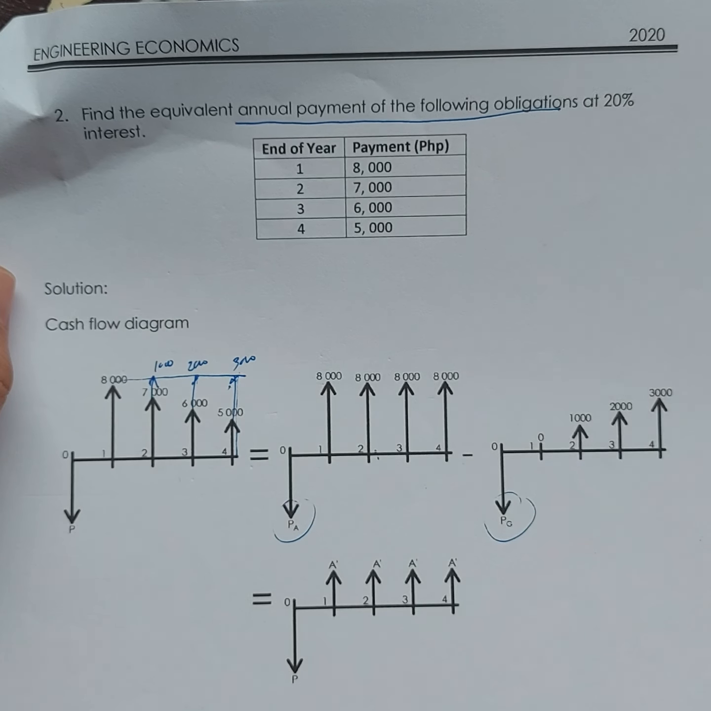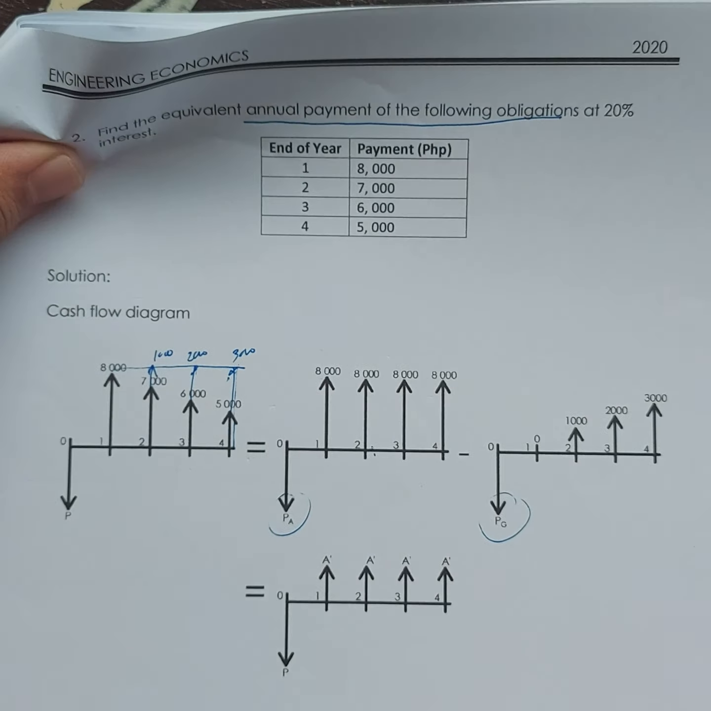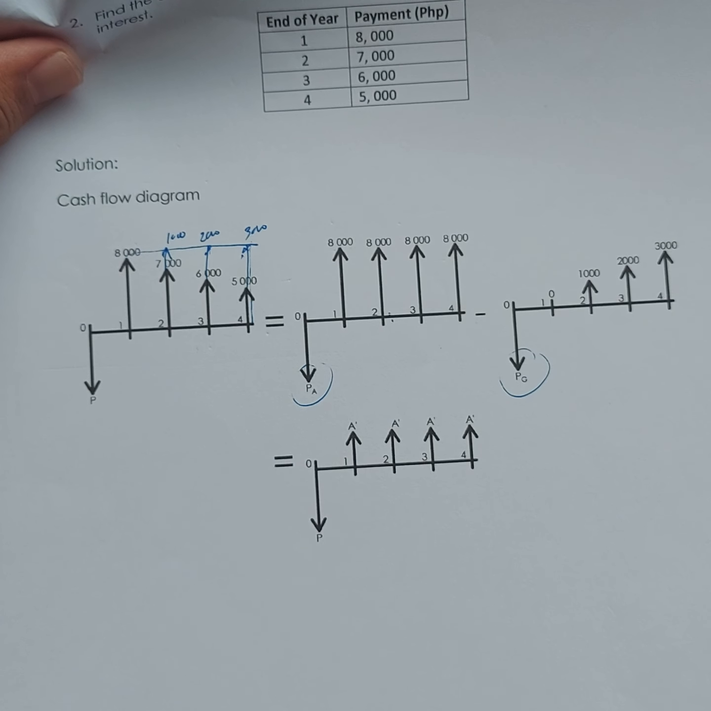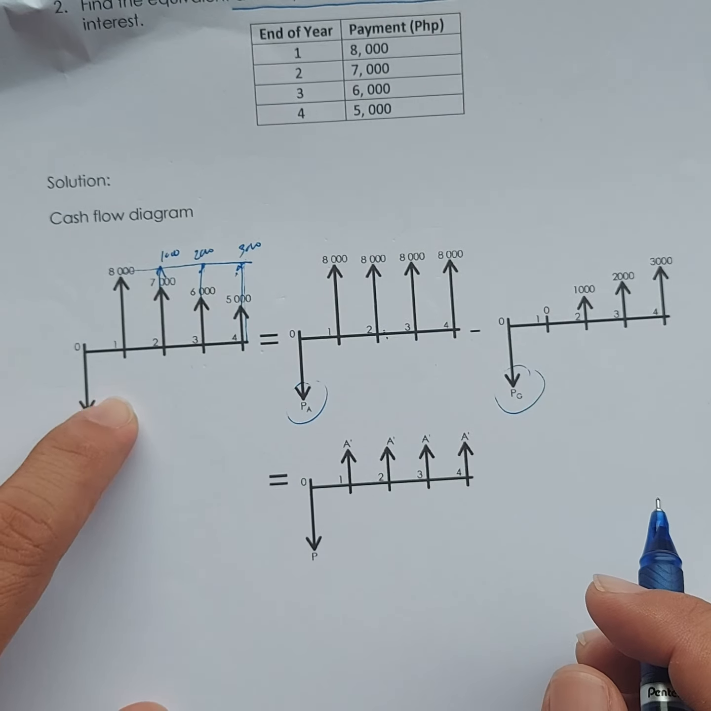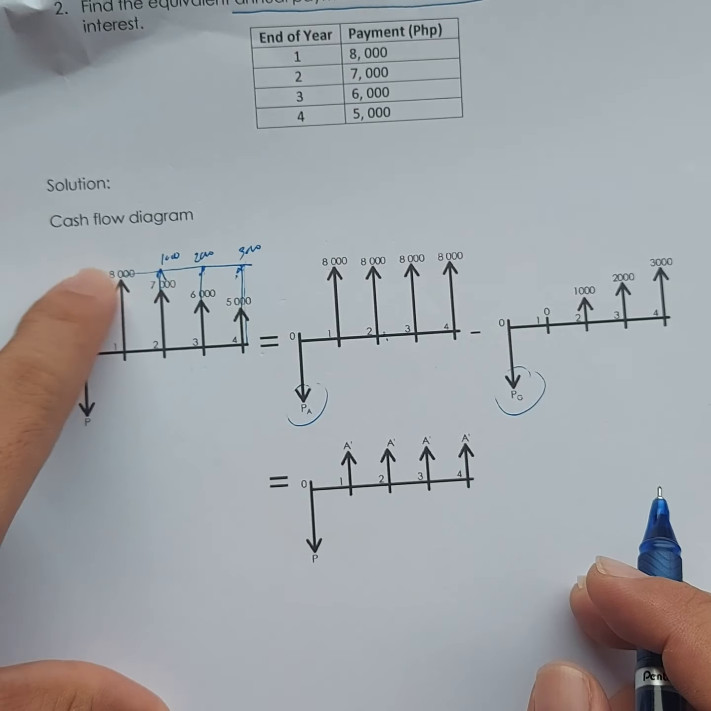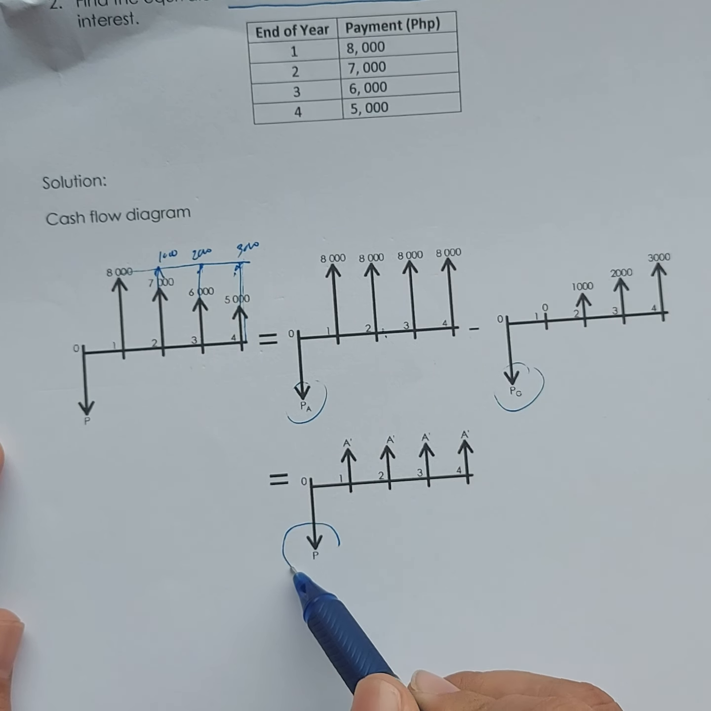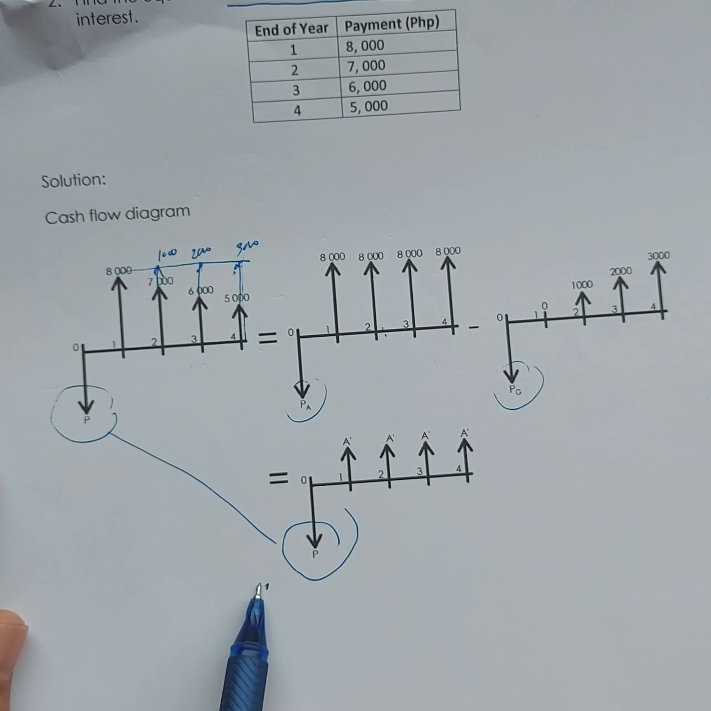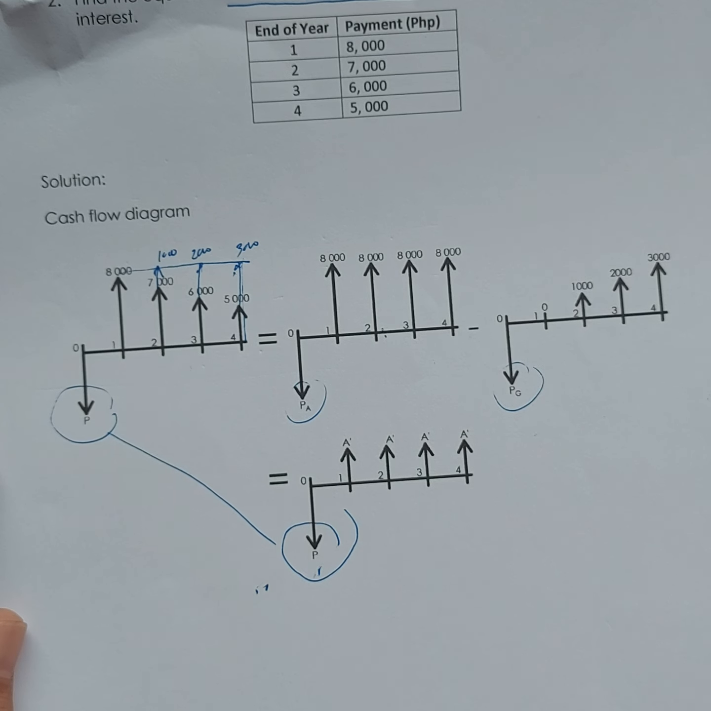Ang interest rate natin is 20%. So let's try to identify the given. The same strategy as in my first problem. So we're going to solve for the present worth of these payments and then equate natin dito, so they have the same present worth. Parehas lang yung dalawang yan. So if we know the present worth, we can solve for the equivalent annual payments using annuities.